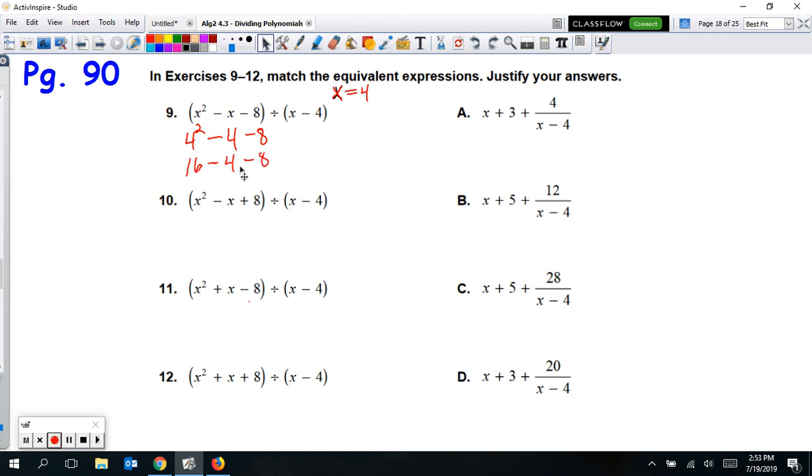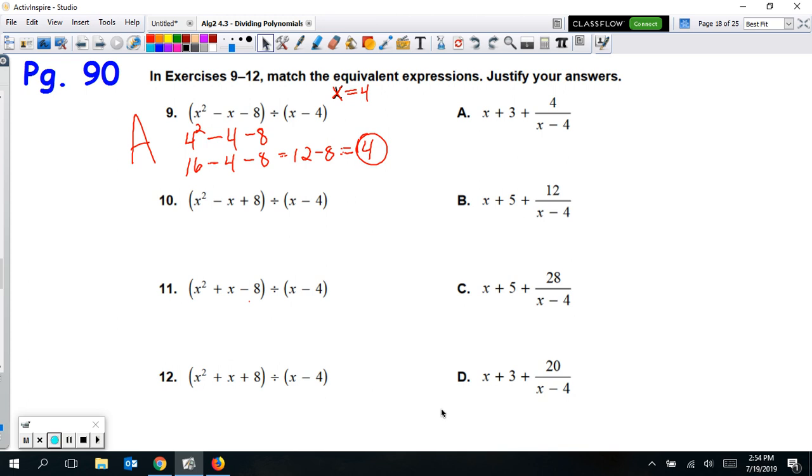16 minus 4 is 12, and 12 minus 8 ends up being 4. So our answer there is 4. That's the output, and the output is the remainder. So the remainder for this one is 4, which means 9 is letter A. So go ahead and pause the video, do 10 through 12, figure out which of these 3 match up with the other 3 down here, B through D, and then play the video and see if you got it right.